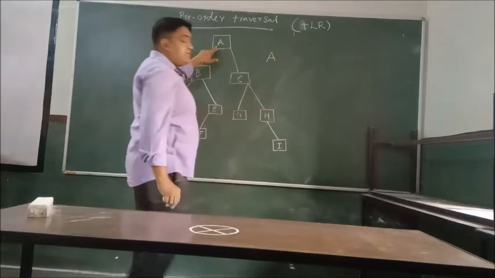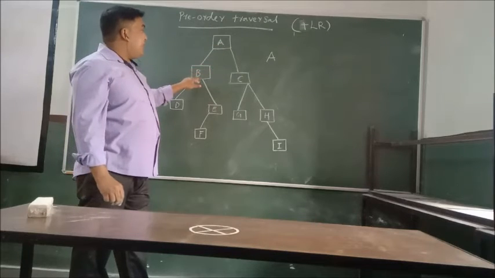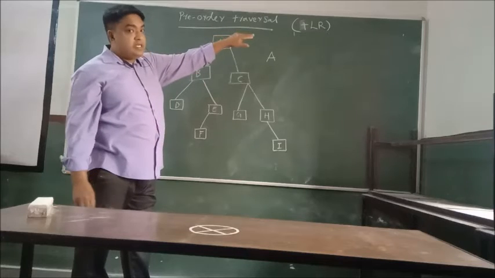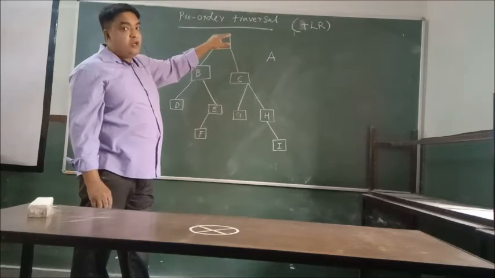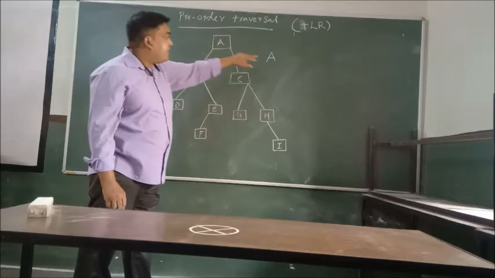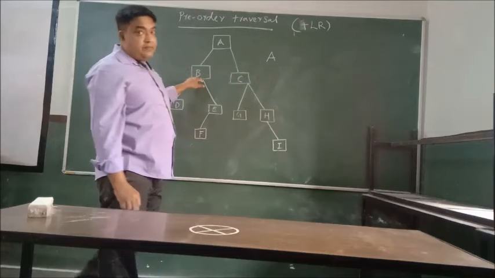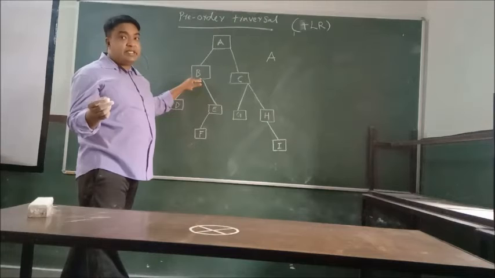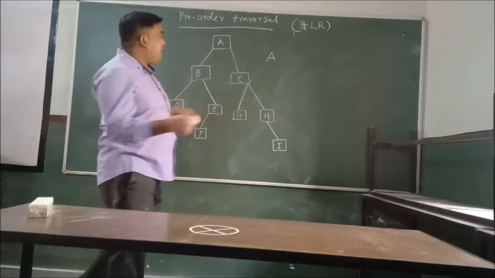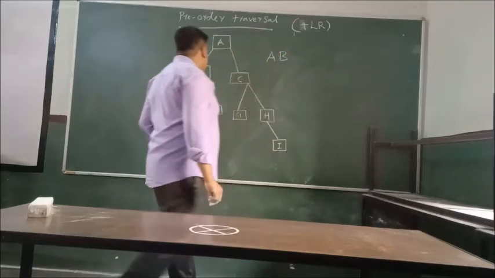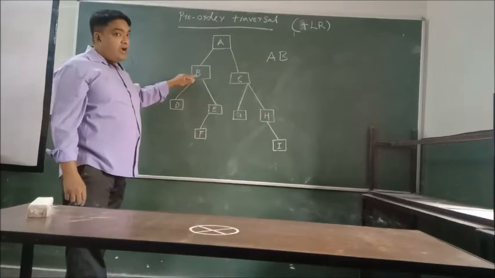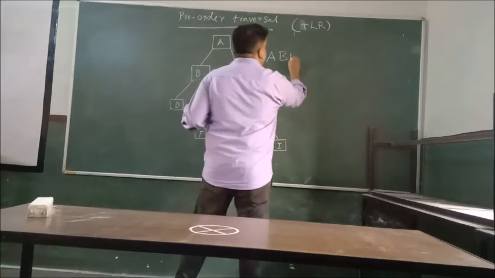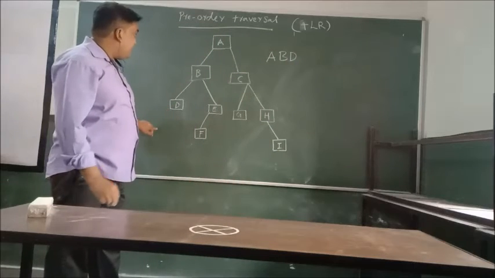So A is the root. So we read A. Then coming to the left. After root it is left, because the definition of pre-order traversal is root, left. So root is A. So we read A. Then again from B, after root it is left. So left means it is D. Now D is the root. So we read D. Then see, no left, no right.